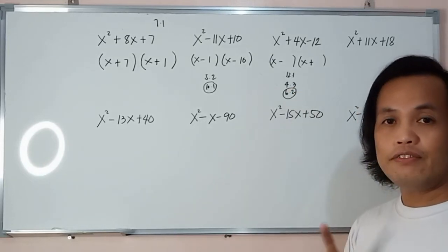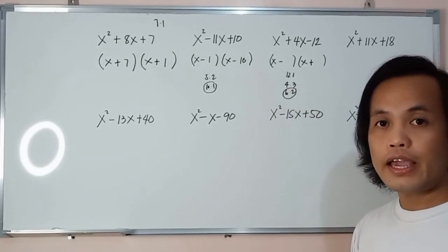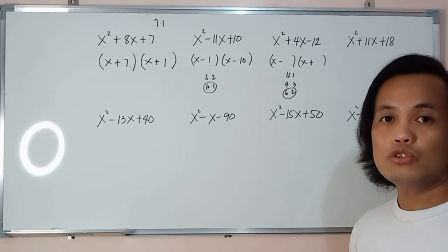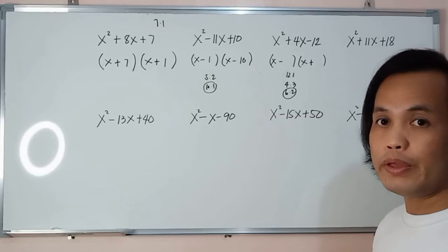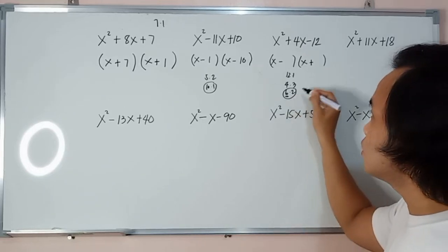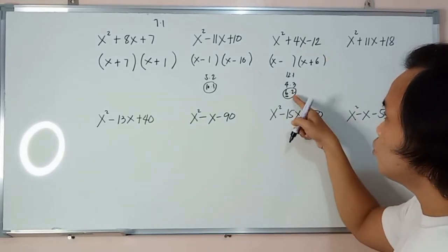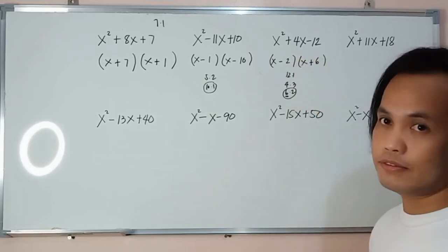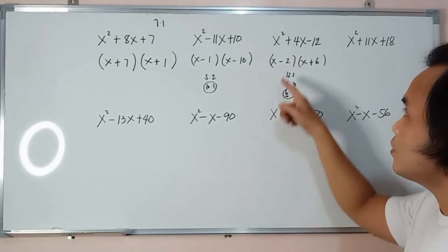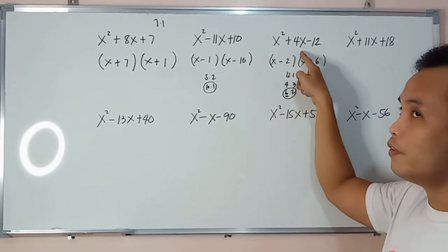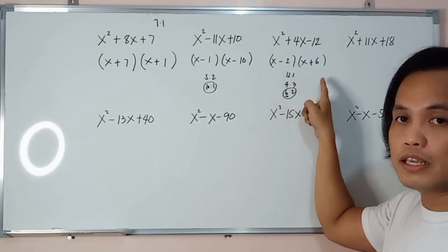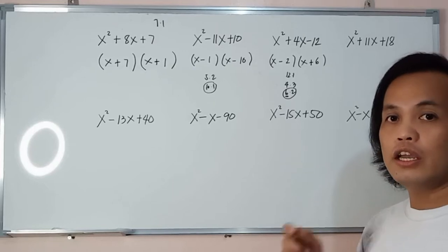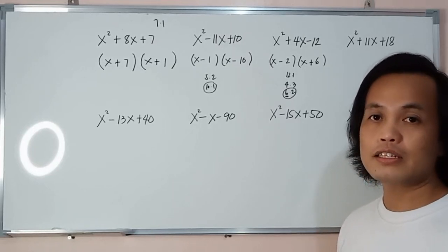Now we place the bigger factor to the sign identical to the sign of the middle term. Since our middle term is positive, we will write our 6 as positive and 2 as negative. So the factors of this trinomial x squared plus 4x minus 12 are x minus 2 times x plus 6, or we can interchange: x plus 6 times x minus 2.